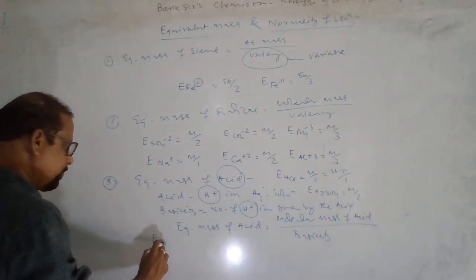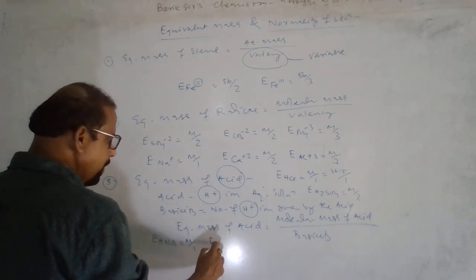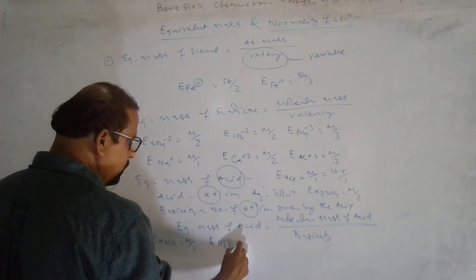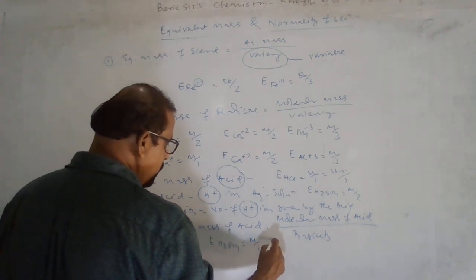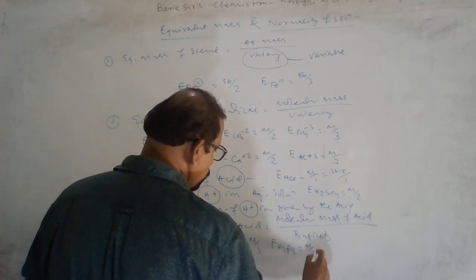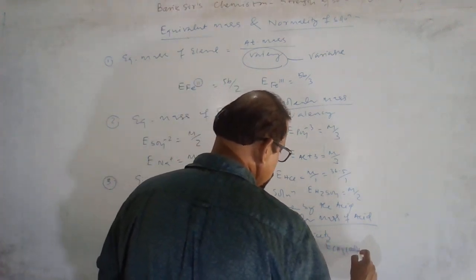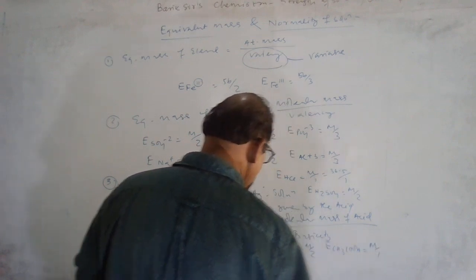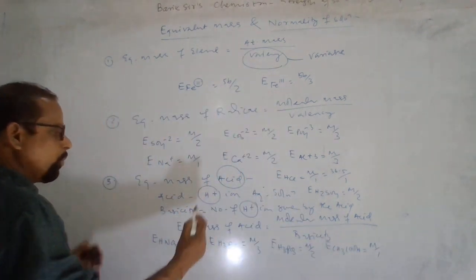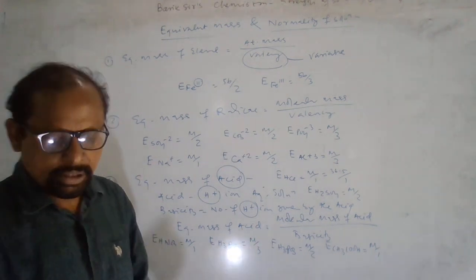Then the equivalent mass of HNO3 is the molecular mass by 1. Equivalent mass of phosphoric acid is the molecular mass by 3. Equivalent mass of phosphorus acid is the molecular mass by 2. Equivalent mass of acetic acid is the molecular mass by 1. That way you can calculate the equivalent mass of the different acids.